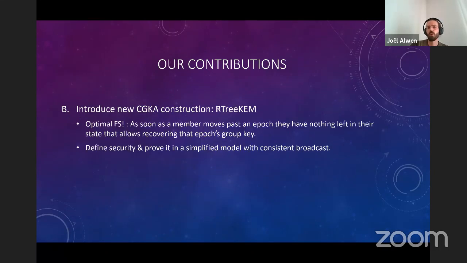With that in mind, we prove a weak security notion for TreeKEM against static and adaptive adversaries. We went on then to look for a construction. We wanted to fix this problem, basically. And indeed, we found a new construction, which we call R-TreeKEM, and we show that it enjoys optimal forward secrecy. In other words, group keys become forward secret the moment everybody's moved on to just one more epoch. We prove security in a simplified model where we assume some sort of consistent broadcast, although we do believe this R-TreeKEM protocol is secure also in a more general setting, and most of the proof technique will just carry over.